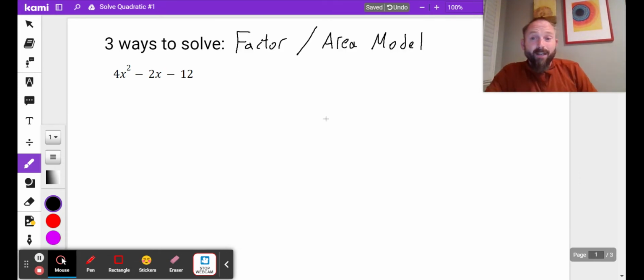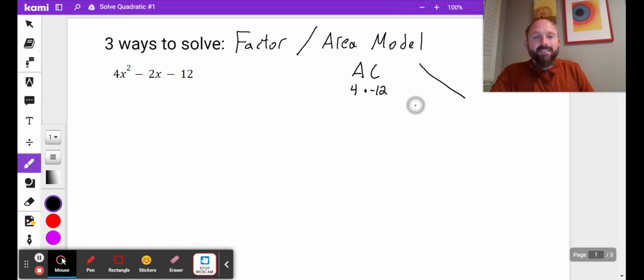So the first thing we're going to have to do, this is called the AC method. If A is greater than 1, which it is, A is equal to 4, we're going to take that and multiply it by C, which is negative 12. And so we're going to set up a diamond problem and say, hey, we want something that multiplies to negative 48, but adds up to negative 2. So now we're going to run through and see if we can figure out what that could be.